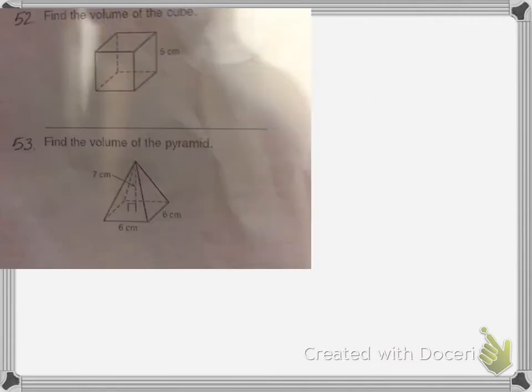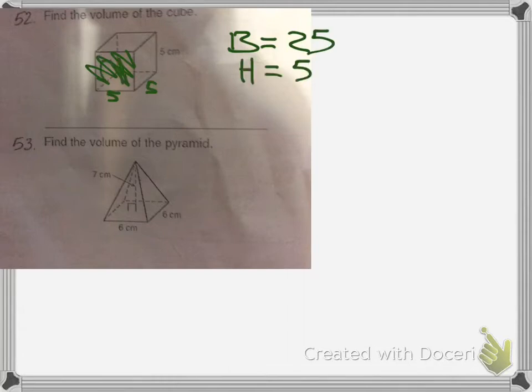Okay, so the first one is find the volume of a cube. Let's keep in mind that here we've got 5 and 5 on each side. So for the area of the base, this front face, that would be 5 times 5, which is 25. The height of the prism is also going to be 5. So all you have to do to get the volume is 25 times 5, which gives you 125 centimeters cubed.